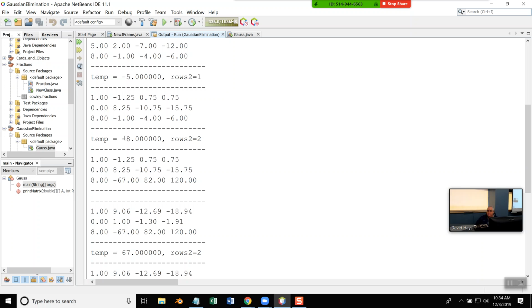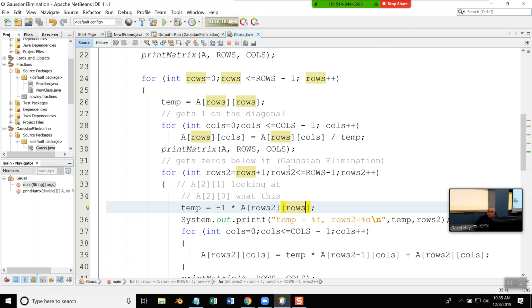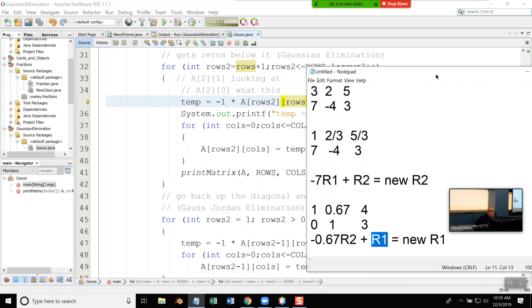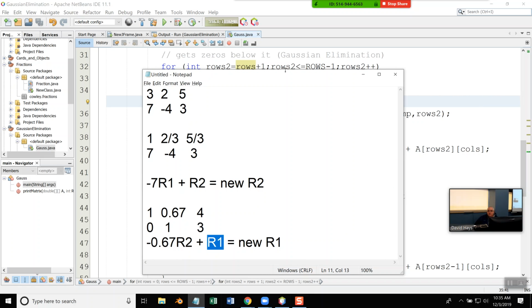Still not quite right, but better. It's now doing the temp correct, isn't it? This temp is now -8, which is -1 times the 8. But then it's not multiplying the -8 times 1 and then adding it to 8 here, because otherwise this would be 0. The new row 2.